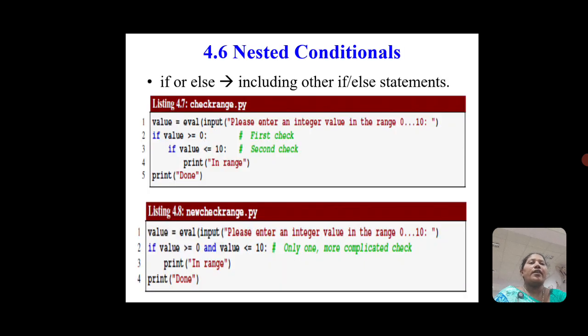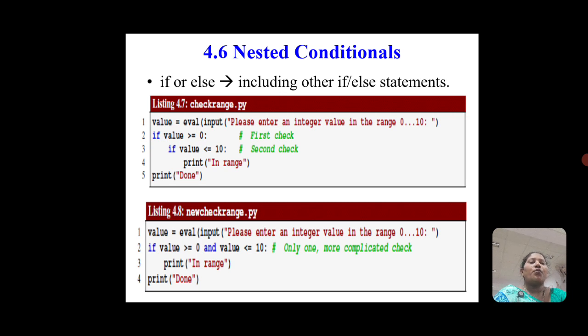Next come nested conditionals. A nested conditional is nothing but, within one if you have another if, that is a nested if. For example, in the first example you are getting one value from the user in the range 0 to 10. If the value is greater than or equal to 0, then in the third line you have another if. An if within another if is called a nested if.